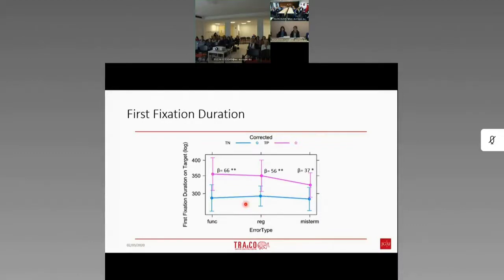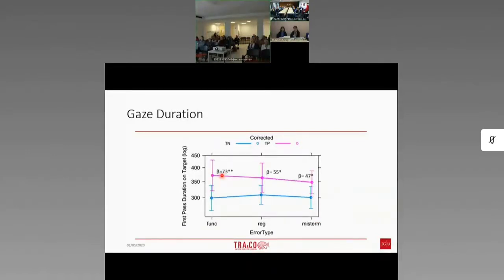And these are the first fixation durations. So all error categories are recognized and pop up in the first fixation duration: function words, register errors, and mistranslation terminology errors. You can see these numbers are different, so 37, 56, and 66, but statistically, they're all the same. So all error categories show up to the same extent very early on. This was very surprising and very exciting. If we go one step later into gaze durations, exactly the same picture. Function, register, and misterm, statistically no difference. Misterm are shorter and function words are longer, but statistically it's exactly the same.